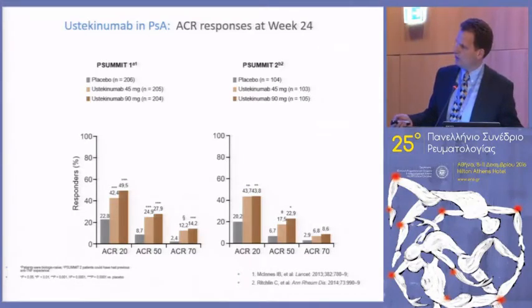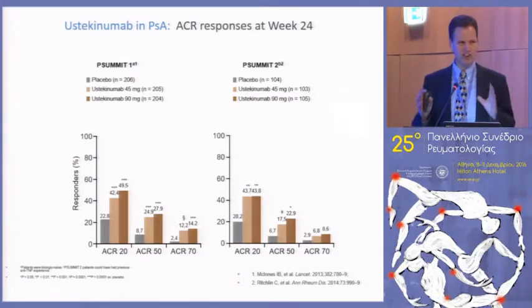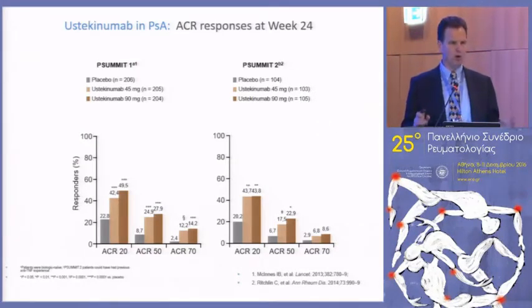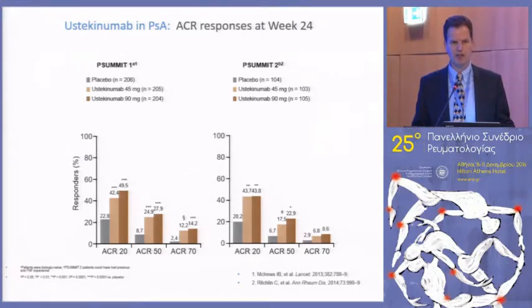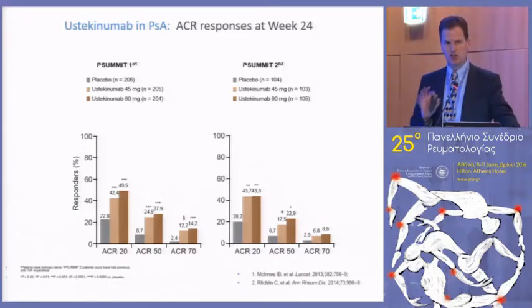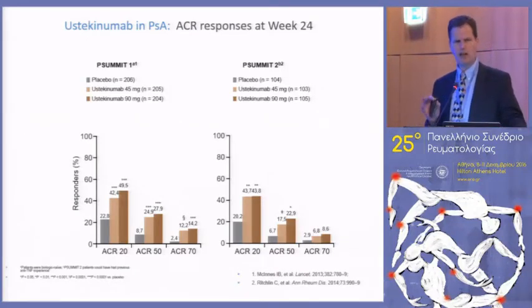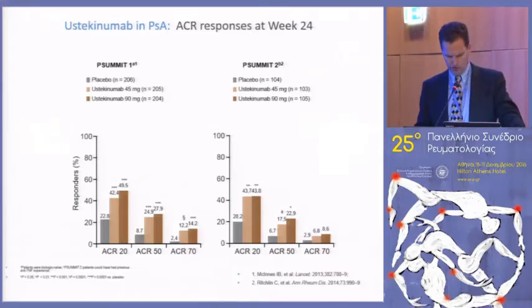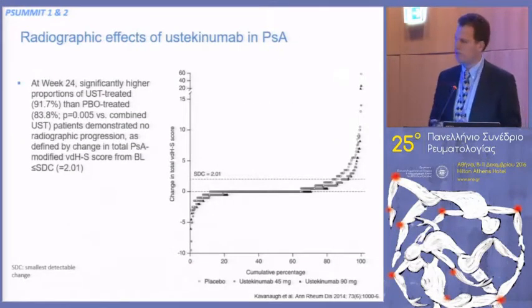And you see here the ACR 20, 50, 70 responses, around 50%. So just a couple of points below what we saw with the TNF blockers. And that is borne out, I think, in clinical practice with ustekinumab. Great drug in the skin, and it works in the joints. It also is radiographically protective.